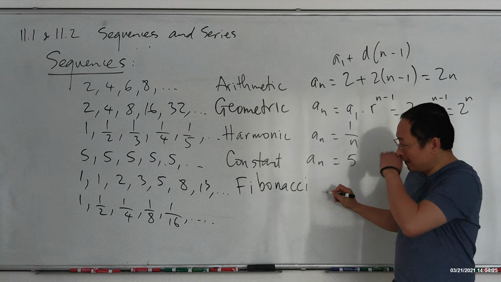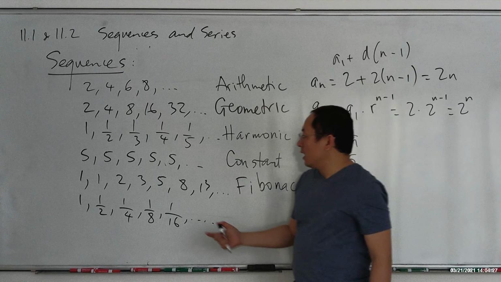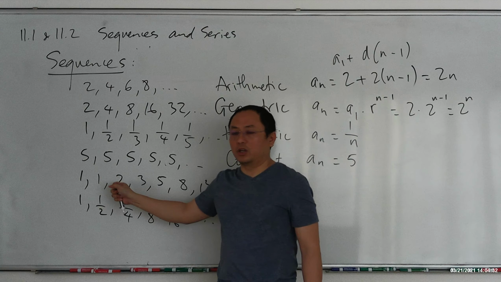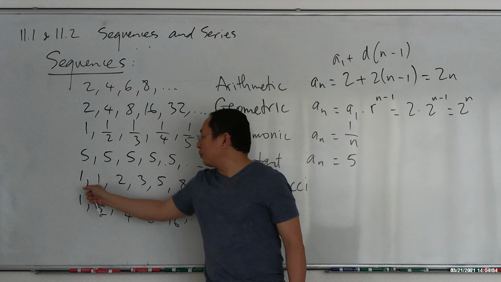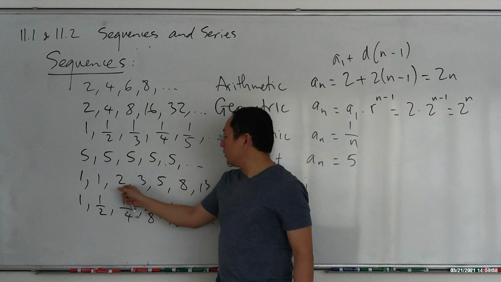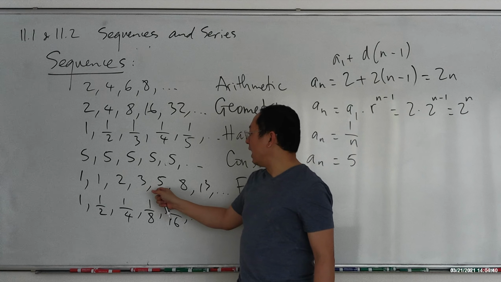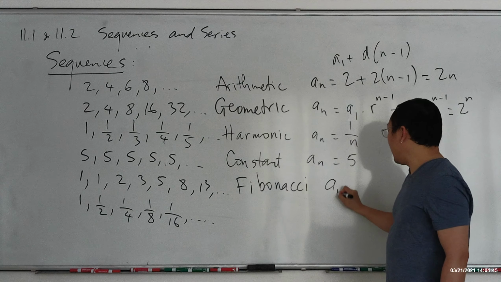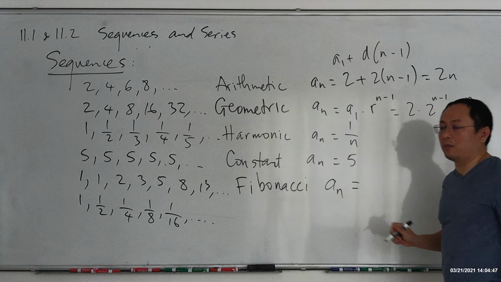Fibonacci sequence. The rule is this: the first term is 1, the second term is 1, and starting from the third term, you add the previous 2 terms to get the next. So 1 plus 1 equals 2, 1 plus 2 equals 3, 2 plus 3 equals 5, 3 plus 5 equals 8, etc. So the nth term is equal to the sum of the previous 2 terms.